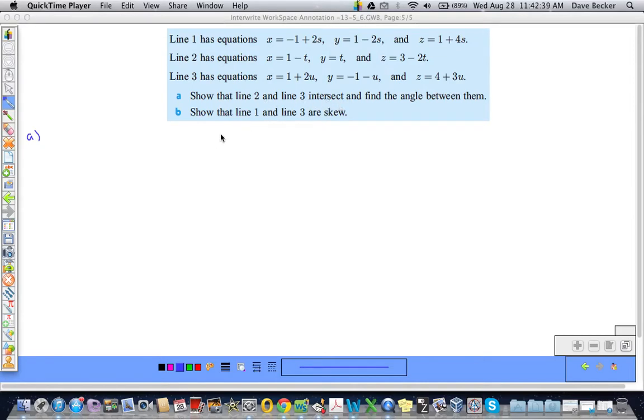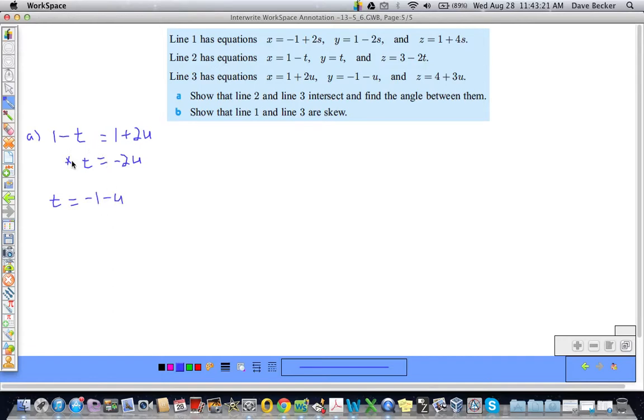the angle between them. Well, if they intersect, then they have a point in common, and if they have a point in common, then their x coordinates are going to be equal, as are their y, as are their z. So we are going to set them equal to one another in order to find them. So we get 1 minus t is equal to 1 plus 2u, and solving for positive t, that equation, we get t is equal to negative 2u. And then for the y coordinates, we simply get t equals negative 1 minus u, setting those equal.